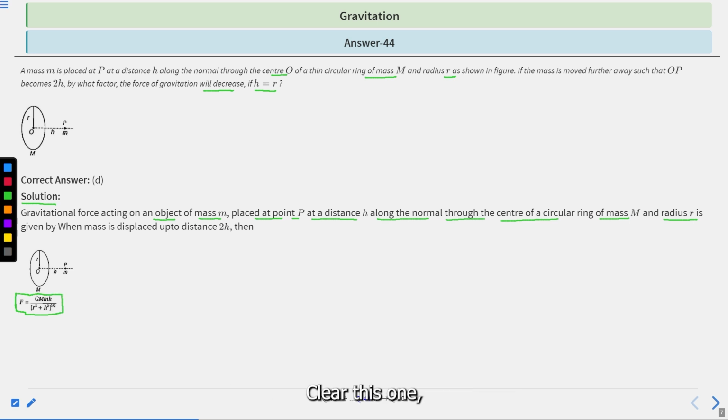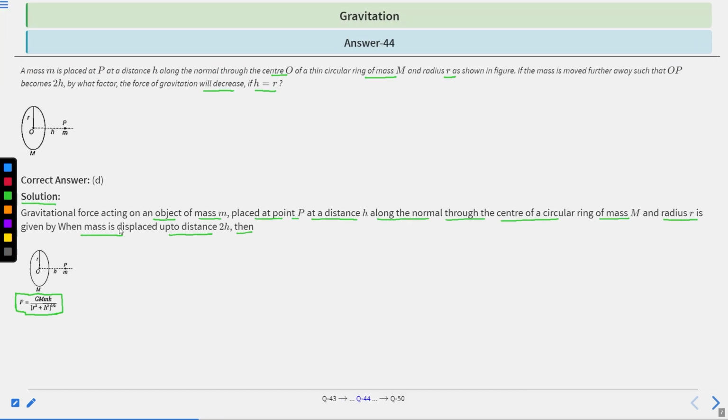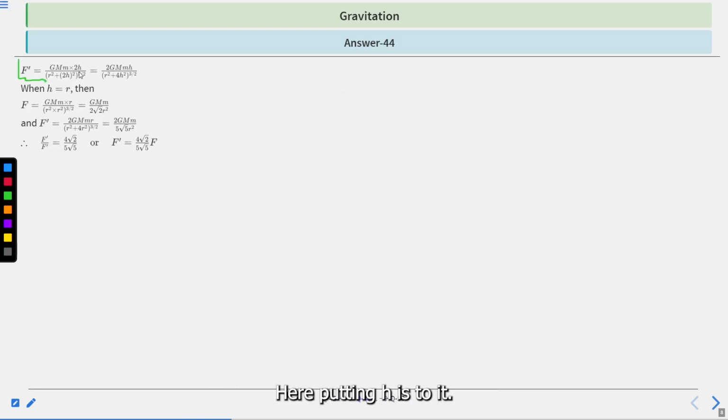And when the mass is displaced up to 2h, then F prime is equal to G m m multiplied by 2h divided by (r square plus (2h) whole square) whole power 3 by 2. This expression comes when the mass is displaced up to 2h, putting h as 2h. So this is the new expression after the mass is displaced.